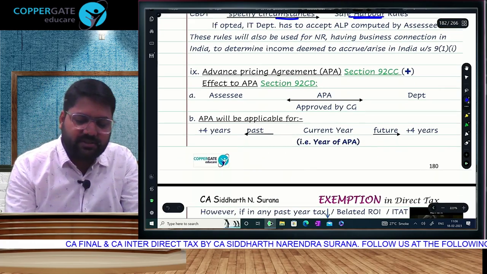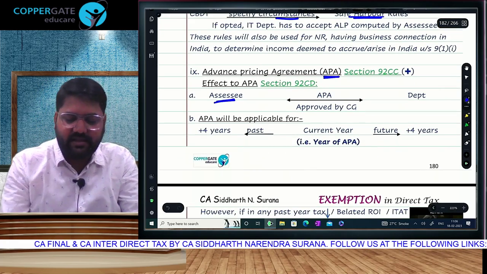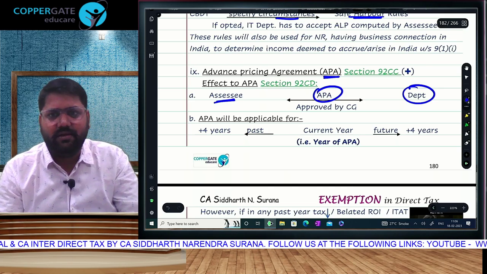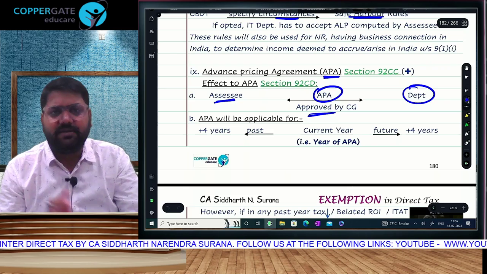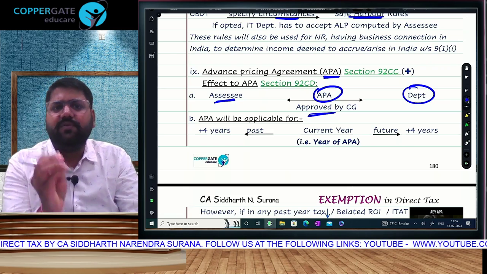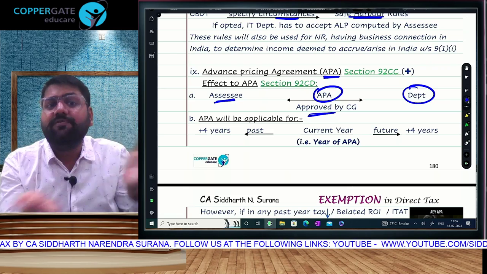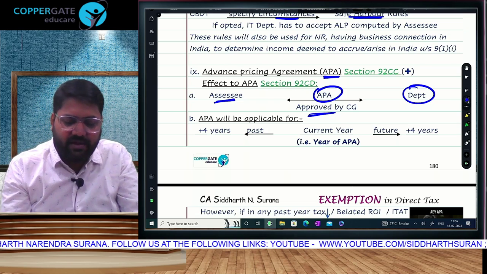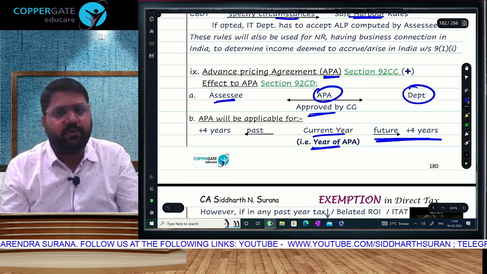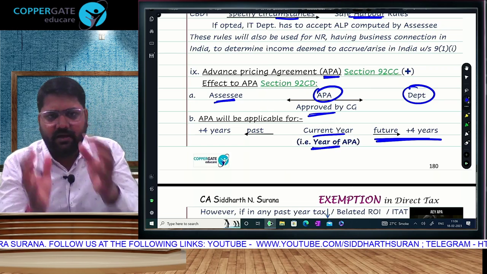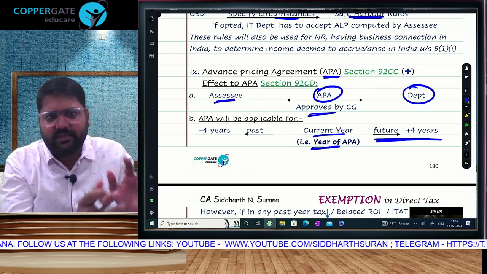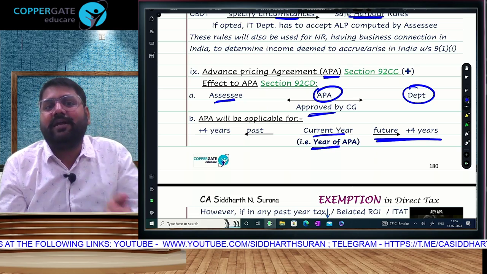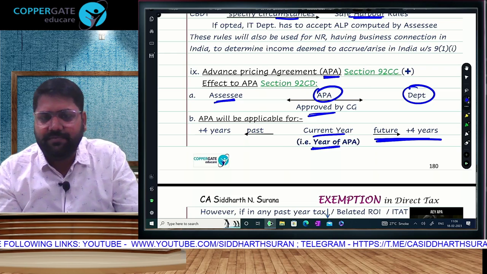We also have the concept of advance pricing agreement, where the assessee can enter into an agreement in advance with the department, similar to advance ruling. The agreement has to be approved by the central government. We will compute arm's length price, how? We will do that agreement in advance so that litigation will be avoided. This APA will be applicable for the current year and the next 4 years for sure. That is 5 years of applicability. Current year and next four, your ALP will be computed as per the agreement, which is done in advance. So no party can dispute each other, and litigation will be eliminated.